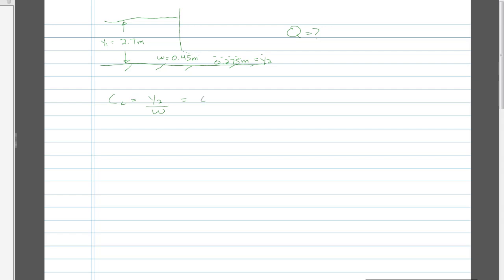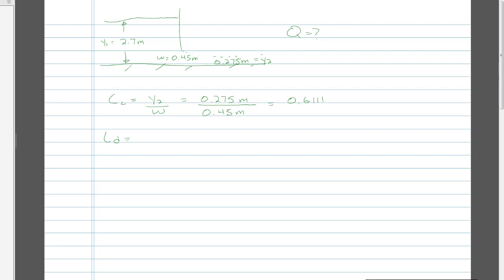We've got 0.275, which is the contracted depth of water, and 0.45, which is the height of the gate. And with that, the coefficient of contraction is 0.275 divided by 0.45, which gives 0.6111 as the ratio.